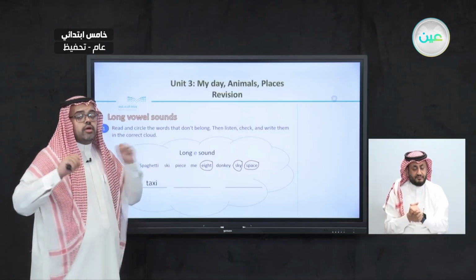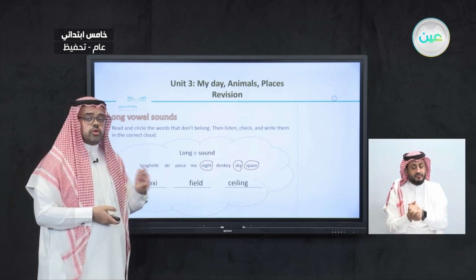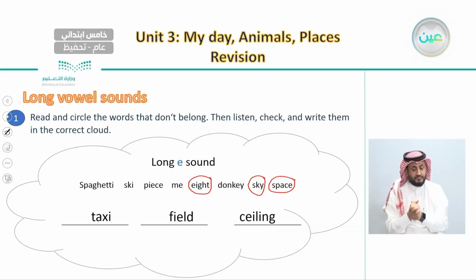So we take them, and what should we put instead? We should put three new words, which are taxi, field, and ceiling. Listen to the E in these words. Let's listen to them one more time. We have spaghetti, taxi, ski, peace, field, me, donkey, and ceiling.